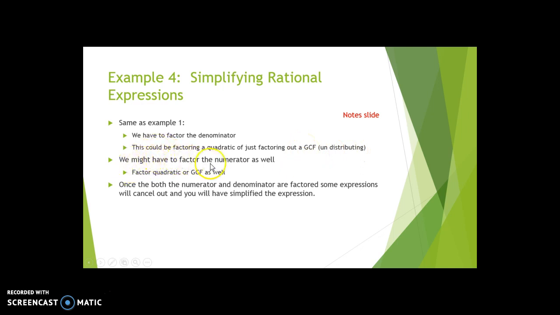We might have to factor the numerator as well, and again, it could be a quadratic in the numerator. It could just be a GCF problem, but we may have to factor both the numerator and the denominator. And once both of them are factored, you're going to see that these expressions cancel out. Some of them do. And then we just write what's left in the numerator and the denominator, and that's our simplified expression. So let's take a look at one. And again, if you needed to pause this to write down the notes, go ahead and do that.